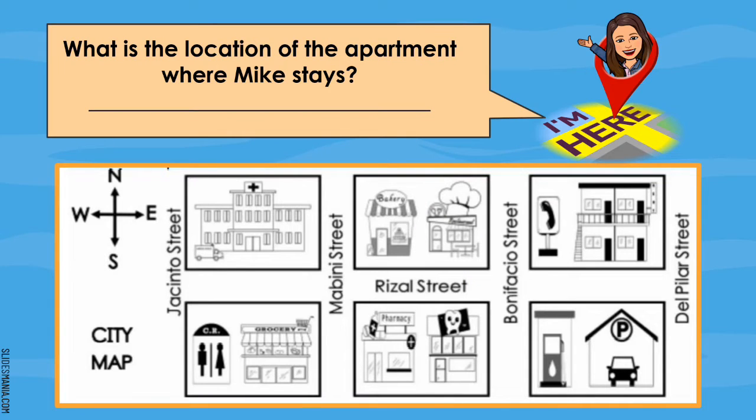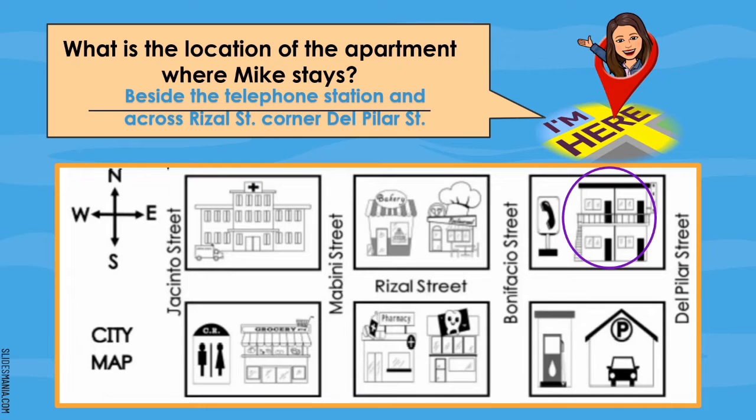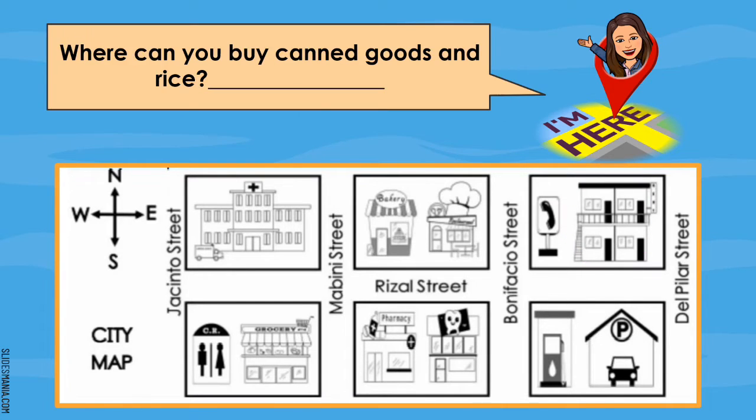For question number 3, what is the location of the apartment where Mike stays? You can find Mike's apartment in 2 locations. The first one is beside the telephone station and the second one is across Rizal Street, corner Del Pilar Street. Where can you buy canned goods and rice? Correct! It's at the grocery store.